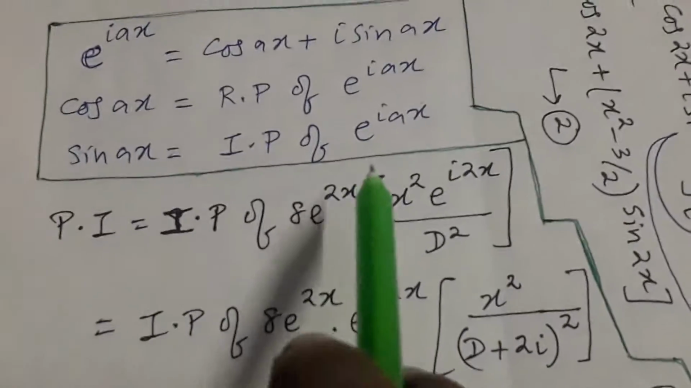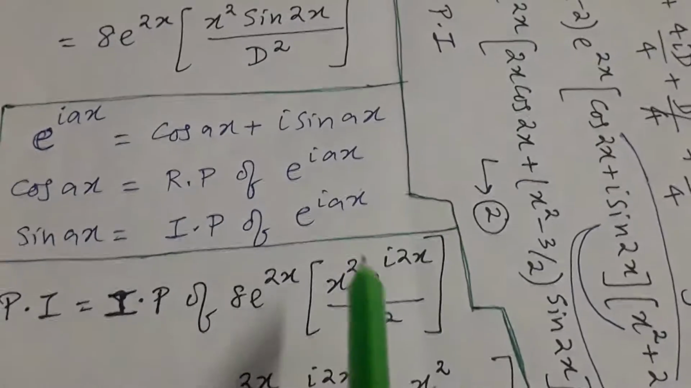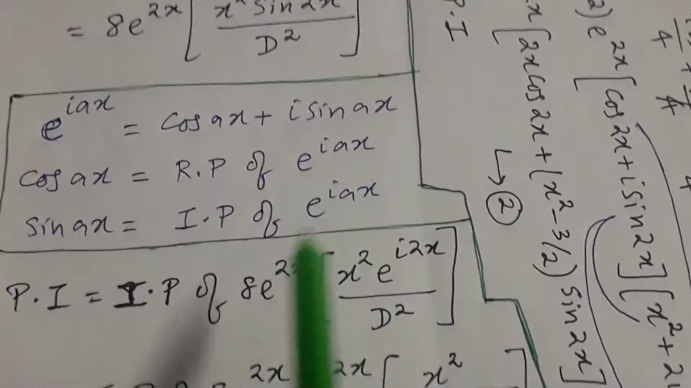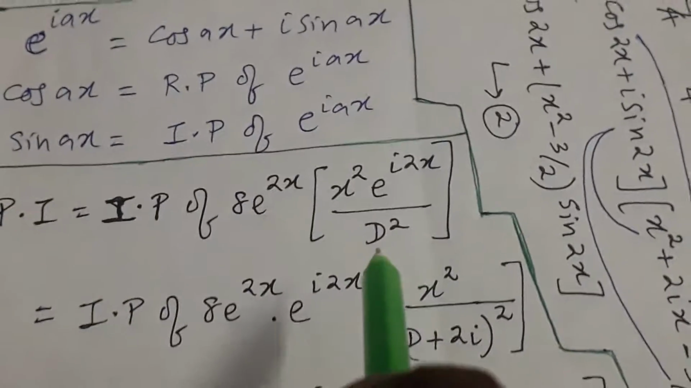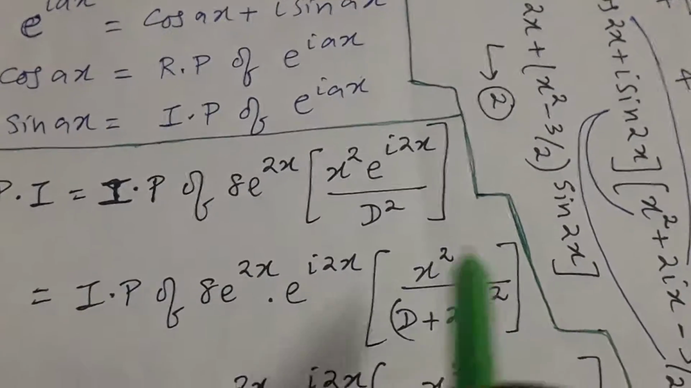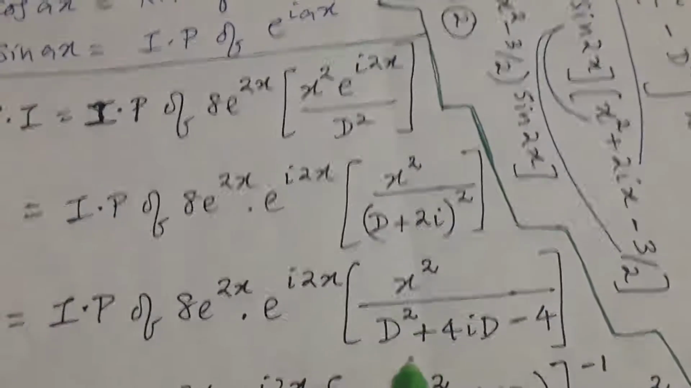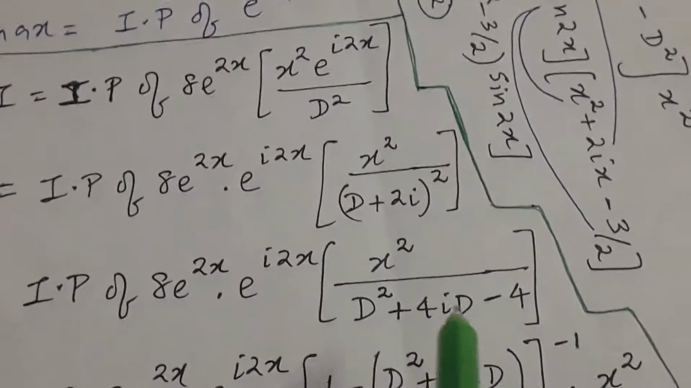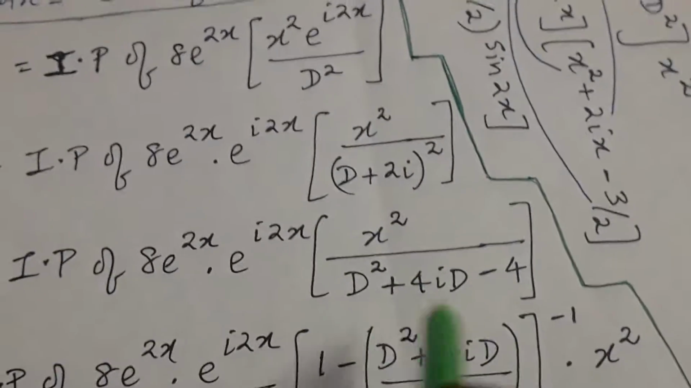Sin 2x is the imaginary part. So the imaginary part of e power 2x into the imaginary part of sin 2x, which is the imaginary part of e power i2x. Rest write as it is. E power i2x, take it outside. Again this D, write it as i2. So D plus a, D plus 2i the whole squared. (a plus b) the whole square is a squared plus b squared plus 2ab, so 4i squared is minus 4, plus 2ab.